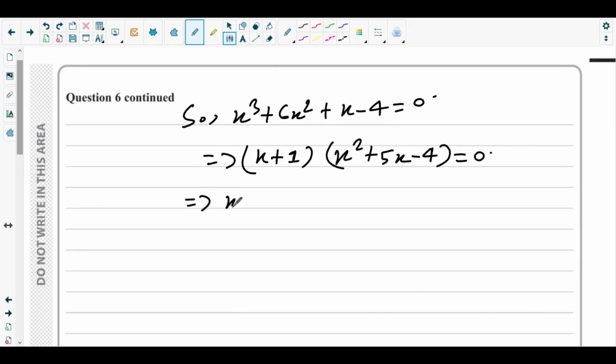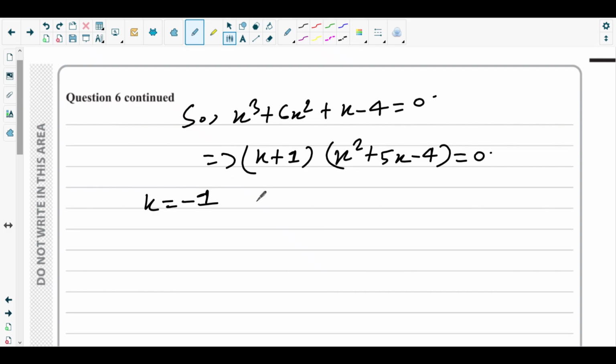Now further factorize the quadratic factor. We will get x plus 4, negative 4. Is it possible to use the middle term? Not possible. So we have to use the quadratic formula.